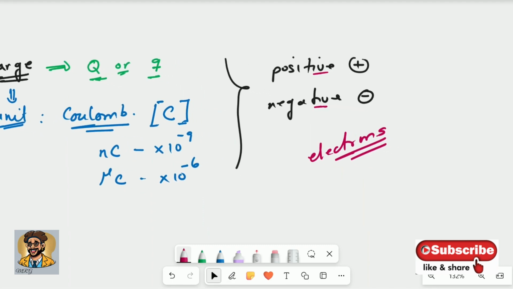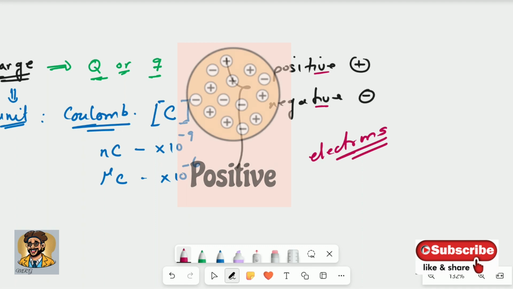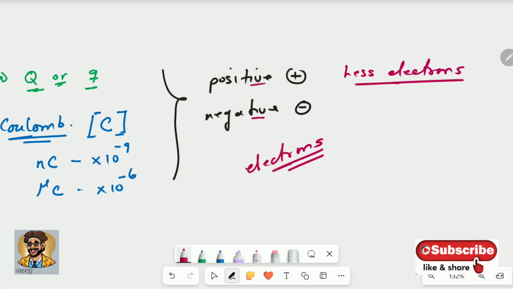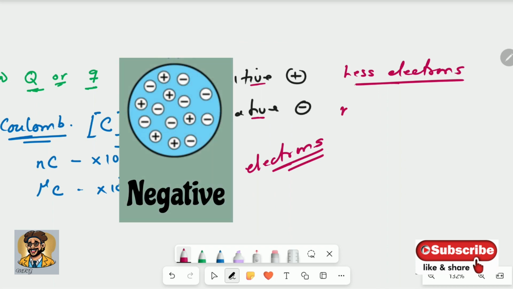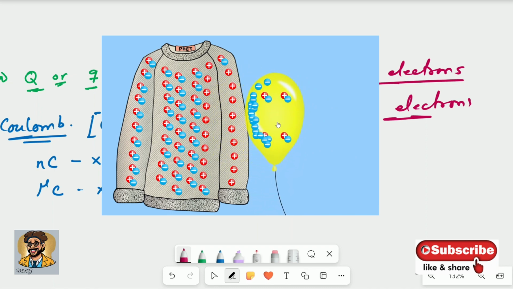Is that understood? So that is an important thing. Now, when is an object going to be positive? When that object has fewer electrons than protons, of course. When is it going to be negative? When it has more electrons. How may those electrons move from one object to another? As soon as objects touch each other, electrons are going to transfer.